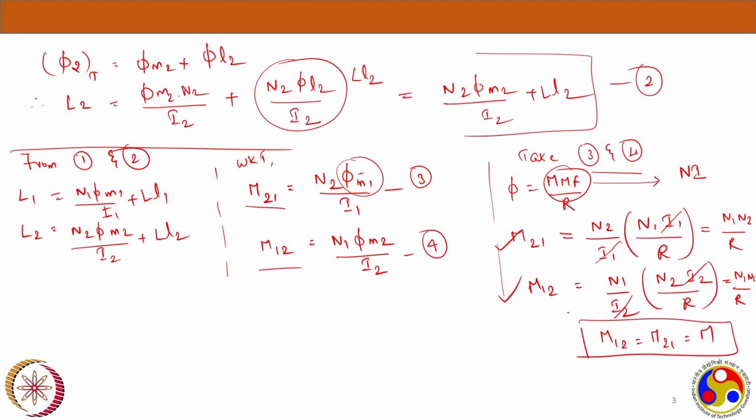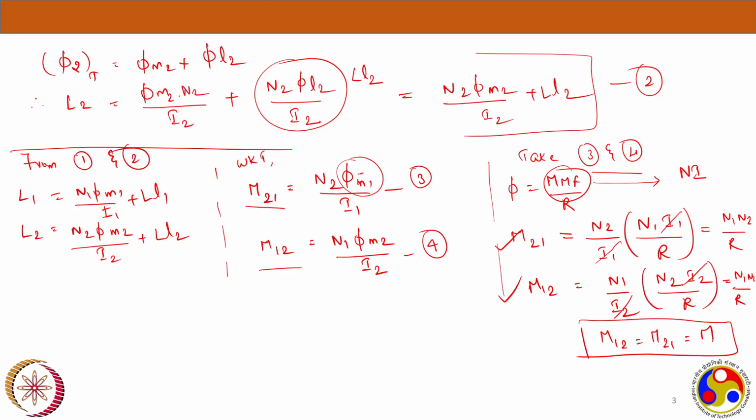So no matter what, if you are winding two coils on the same core, whatever current you might pass through each winding, I1, I2, whatever values you take, as far as the turns ratio and the reluctance are known, the mutual inductance will always be the same for both windings. That's what we have seen here.